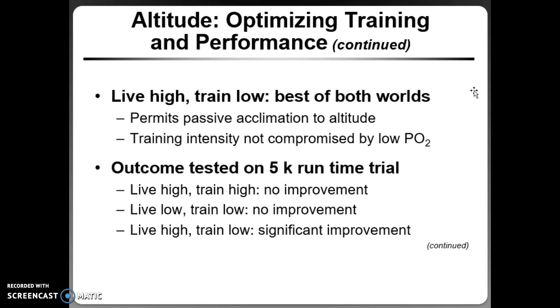However, if we live high, we get all of the physiological adaptations, primarily that increase in EPO. Increasing EPO increases red blood cell production. And then train low, meaning we're training at a high enough intensity, so that when it comes to race time, we are familiar with exercising at that intensity. Living high and training low has shown the greatest improvement in 5K run trial time.